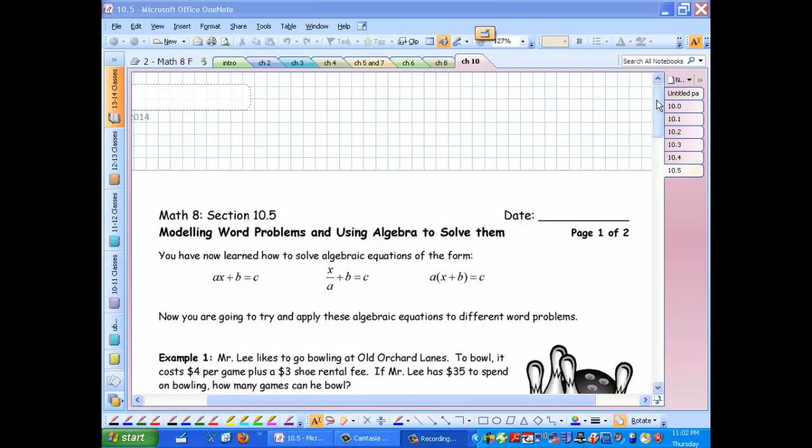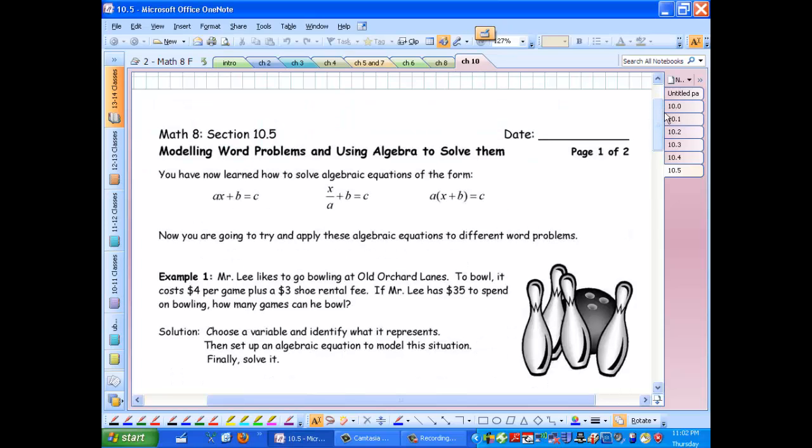The last part of our algebra unit. We're going to now model word problems using algebra to solve them. This is probably the hardest of all of them. It's called section 10.5, although there's actually not a section 10.5 in your textbook, but I created one, and it just reviews all the stuff we learned, but puts it in context. So let's just dive into some of these examples.